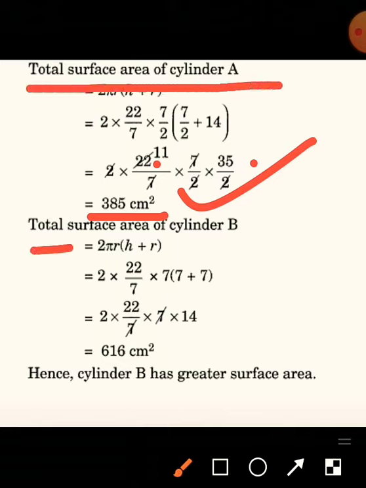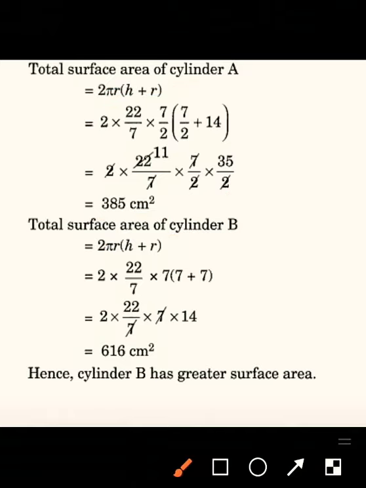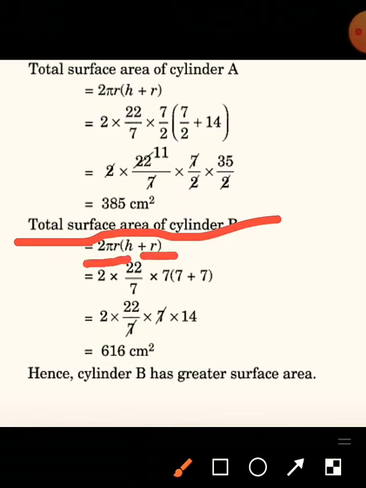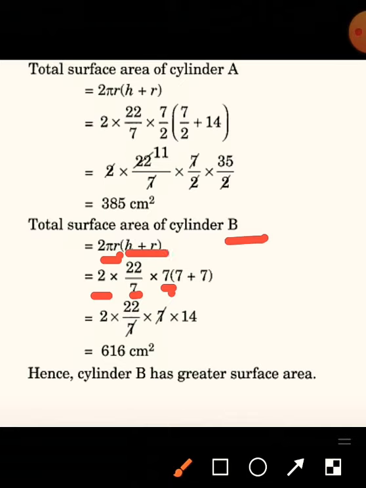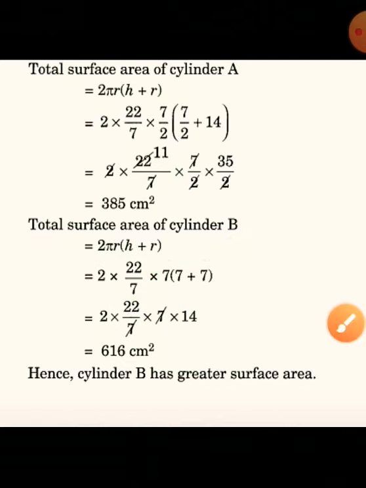Now we will find the surface area of cylinder B, and then we will compare whose surface area is greater. First we compared volume, now we are comparing surface area. So now we will find out the total surface area of cylinder B. Again the formula is the same, 2 pi r into bracket h plus r. But for cylinder B, see the figure, the radius is 7 and the height is also 7. So 2 pi means 22 upon 7, r means 7, into bracket h plus r means 7 plus 7. Again here first we will solve the bracket, and both are numbers, no fractions are given, so it will directly add up. So 7 plus 7 will give us 14.